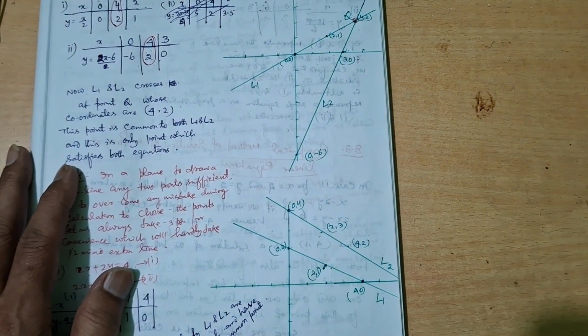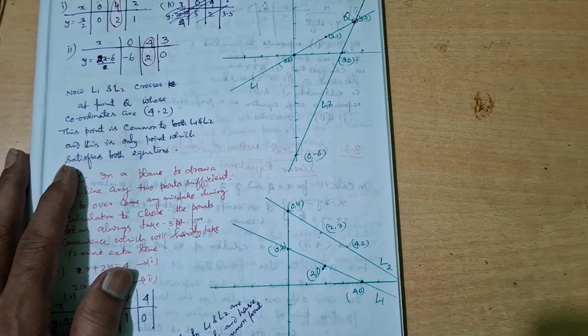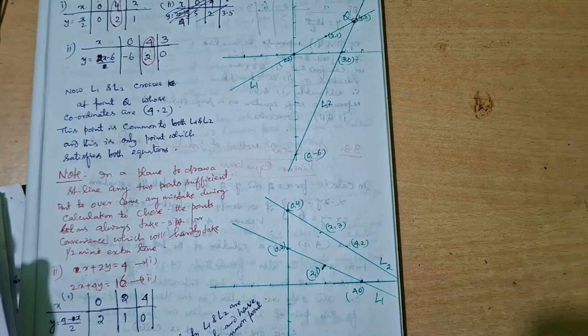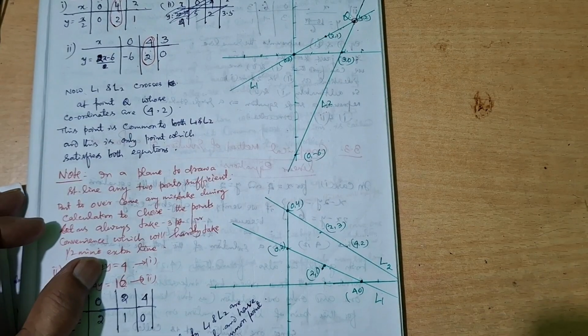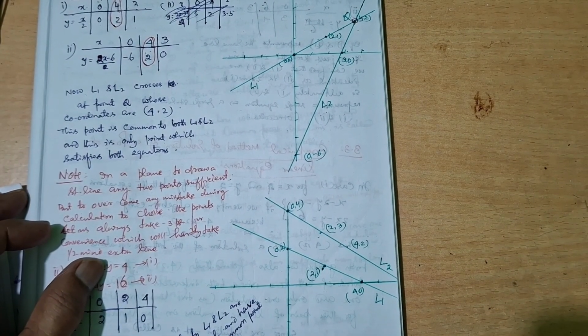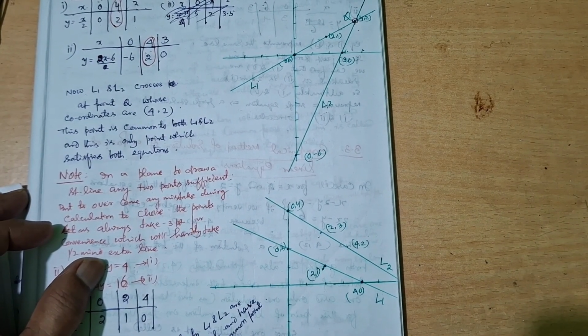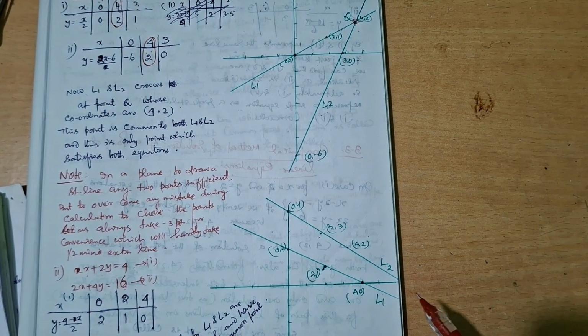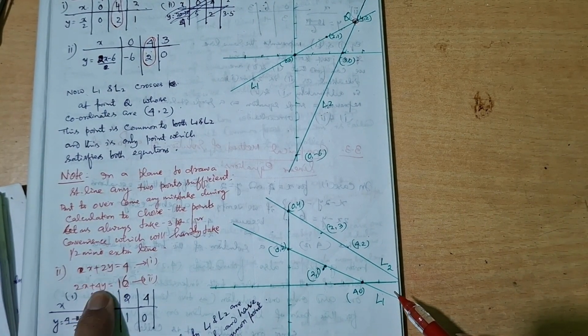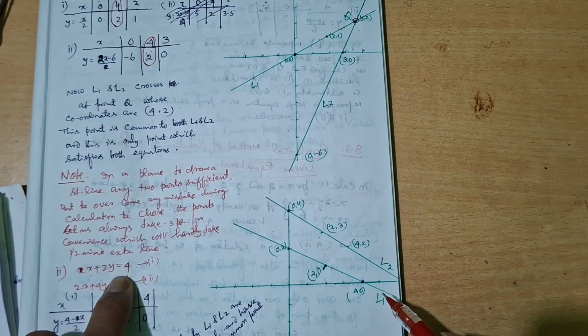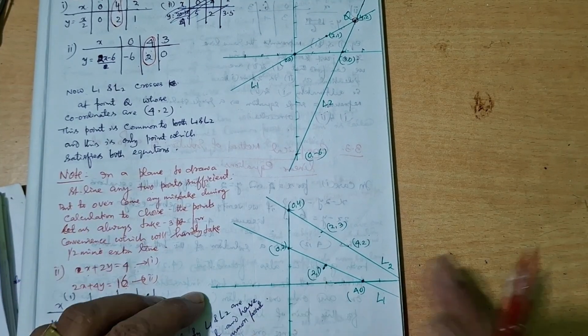For any value of x and y, the left hand side of the second equation is 2 times the left hand side of the first, but the right hand side differs, so we get no common solution. When the right hand side is not 2 times, it is something different, and at that time the lines will be parallel.